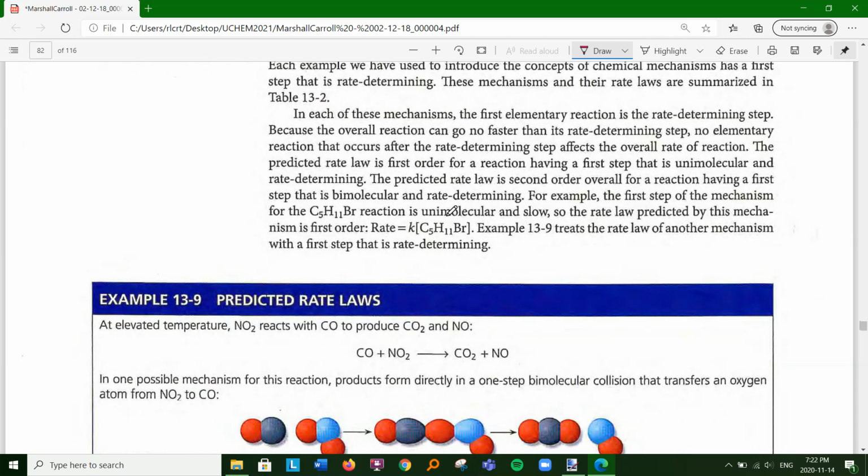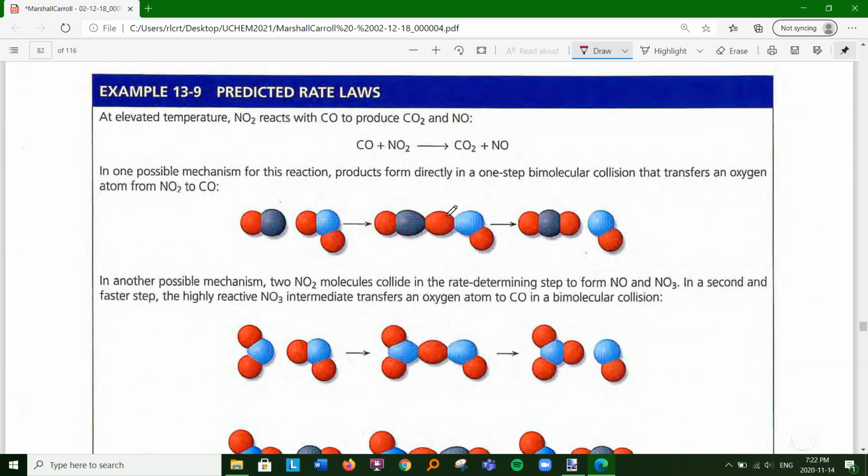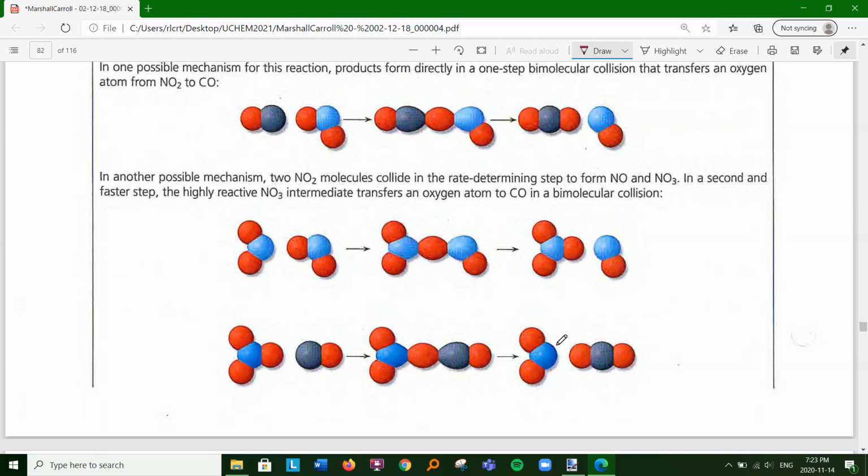Okay, so let us see an example here. CO plus NO2 goes to CO2 plus NO. So that might be happening in one fell swoop, or maybe not. In one mechanism, you can get an activated complex to get CO2 plus NO. That's all happening in one step. Another possible mechanism, you have two NO2s hitting each other. So then you get an NO3 and an NO. Then one of the NO3s hits the carbon monoxide, so you get back to an NO2 and a CO2. So the NO3s cancel out.